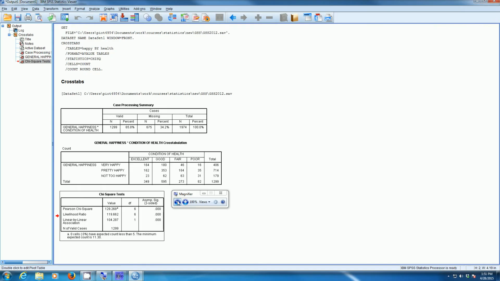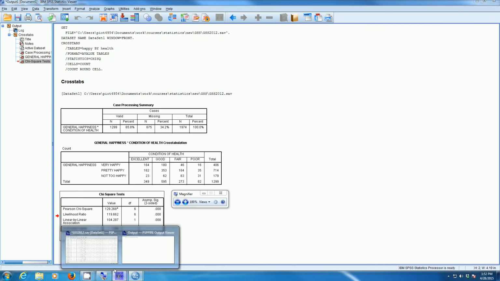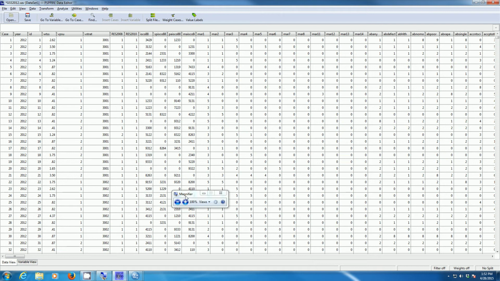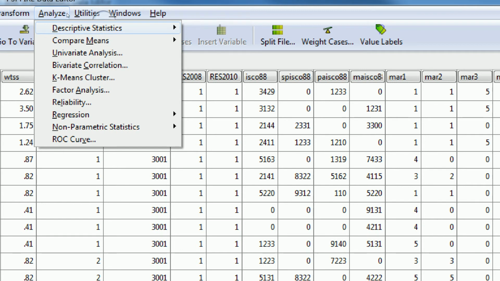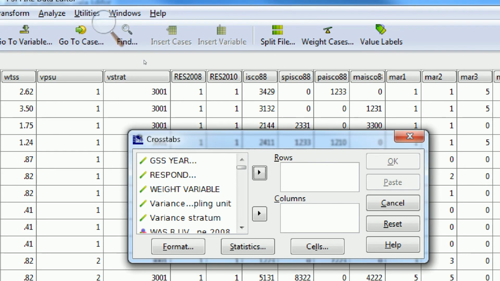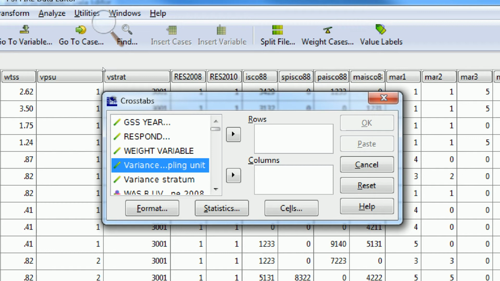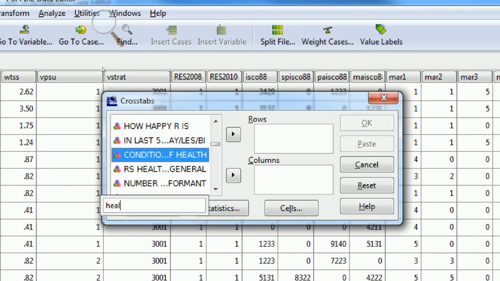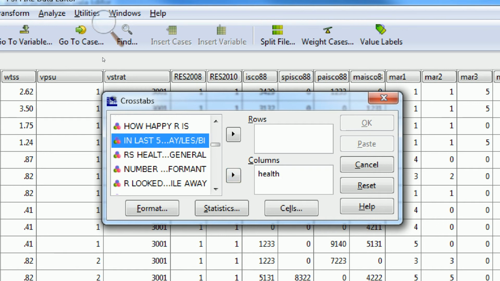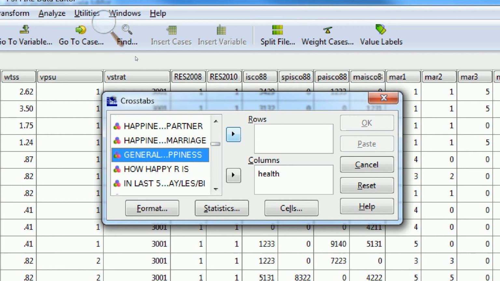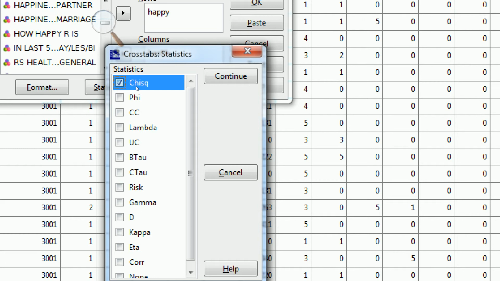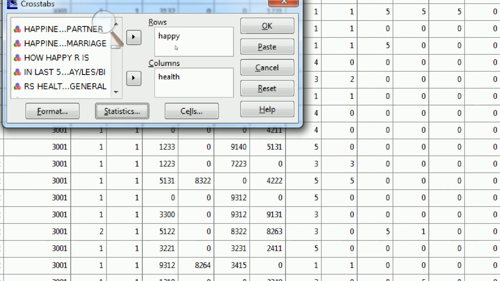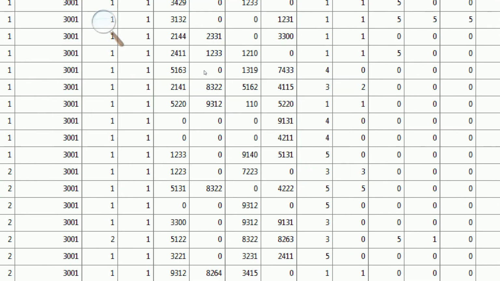All right, now let's take a look at how to do this in PSPP. Essentially, it's the same kind of thing. So again, we're just going to go up here to Analyze, and then Descriptive Statistics and then Crosstabs. We're going to put in our row and our column variable. So again, health is going to be our column variable. Happiness is going to be our row variable, or our dependent variable. And then if we click on Statistics, chi-square is checked by default, so we really don't need to change anything there. And we can just click on OK.